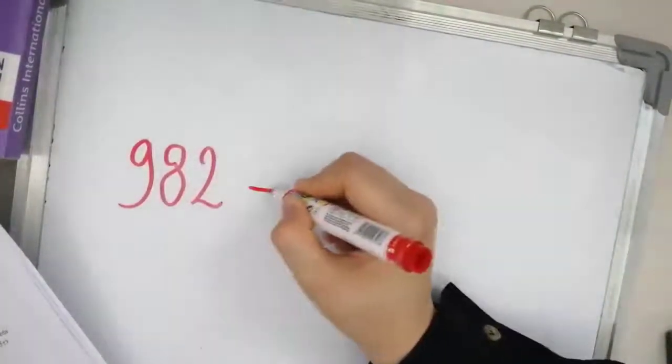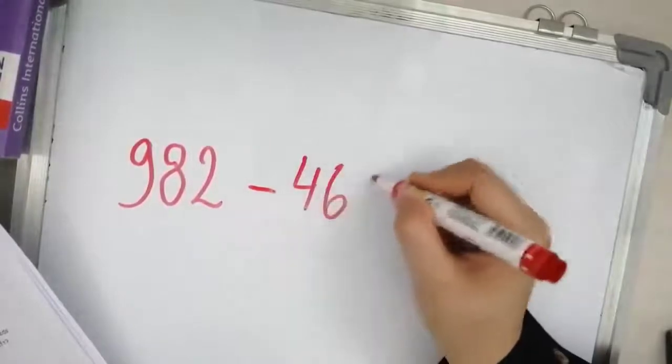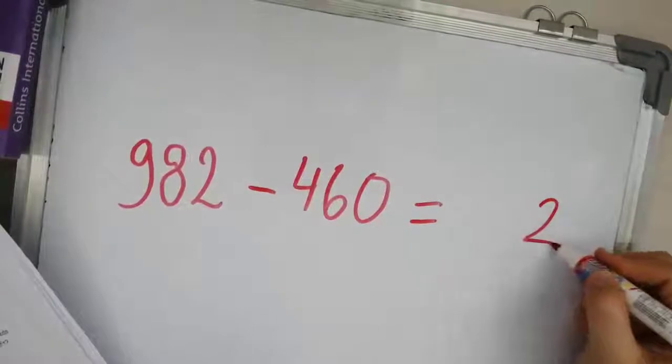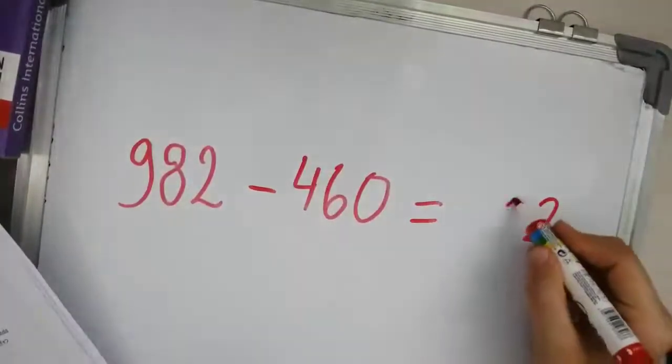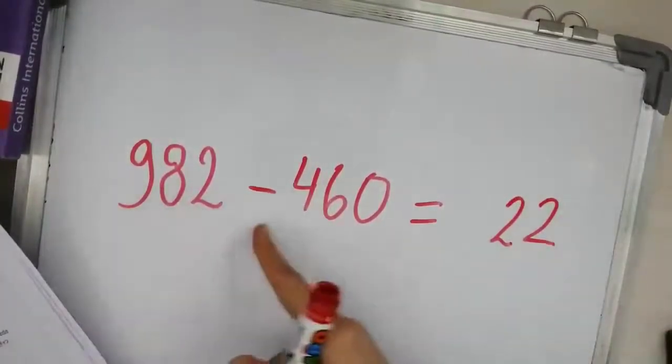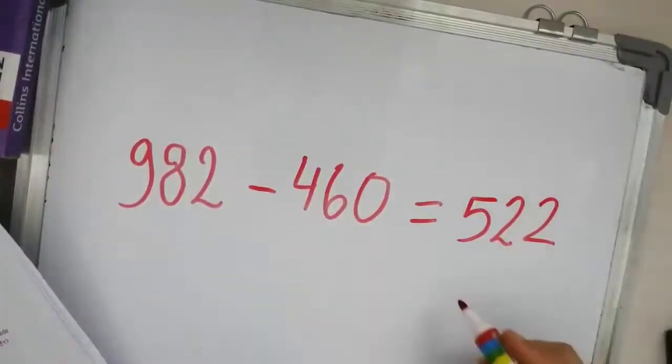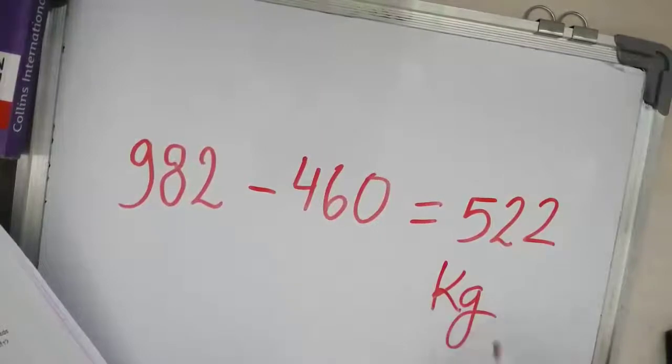982 minus 460. What's 2 minus 0? That's 2. What's 8 minus 6? That's 2. And what's 9 minus 4? That's 5. So 522 kg, that is kilograms of grain. Okay, now moving on to question number 12.